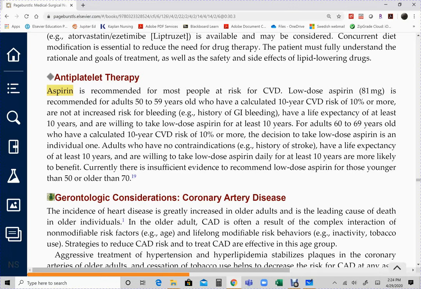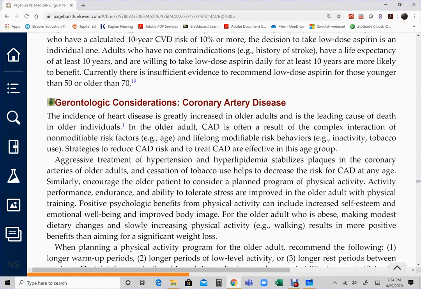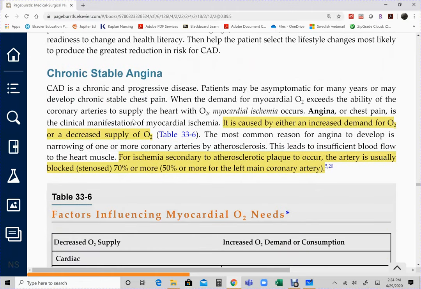We start with aspirin. If they haven't had a heart attack yet, they may be put on aspirin only. After acute coronary syndrome, however, they will start receiving a second antiplatelet drug, which is now Plavix. So again, we are still in the prevention here, controlling the risk factors. The most common recommendation is 81 milligrams of aspirin. So that's baby aspirin. Chronic stable angina is not an acute coronary syndrome. Okay, this is not included.